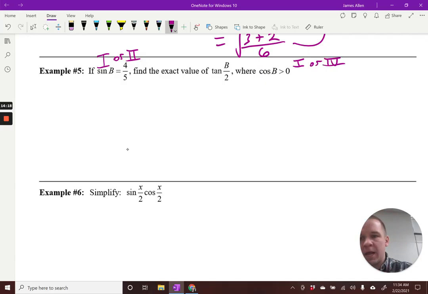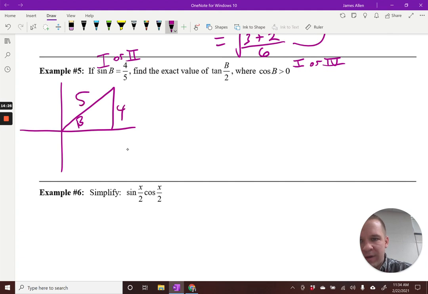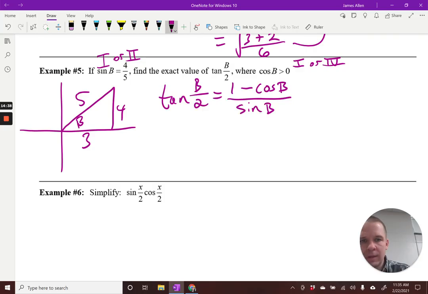So where is it located then? It's located in quadrant 1 for this one. So I can draw my triangle where I've got 4 and I've got 5, and that would be 3 for the last side there. Find the exact value of tangent of b over 2. Okay, so I've got my triangle. Now let's jot down our tangent half angle formula.